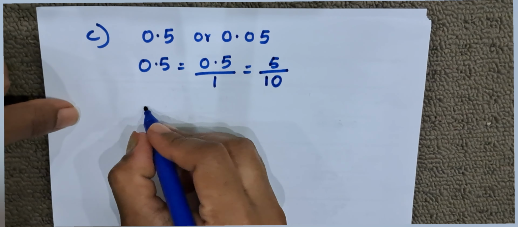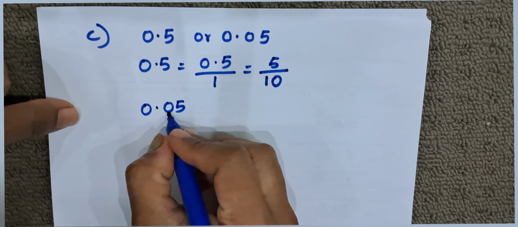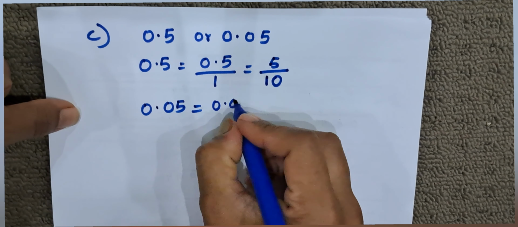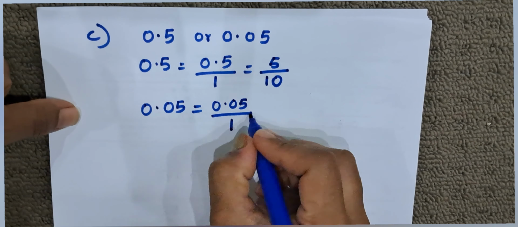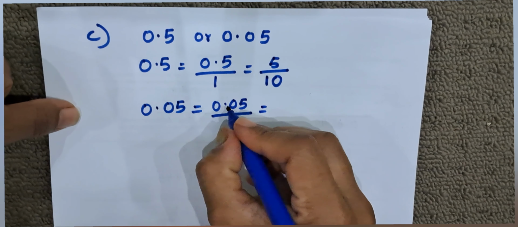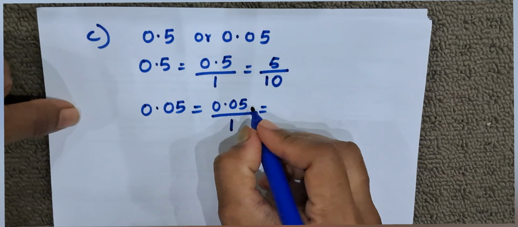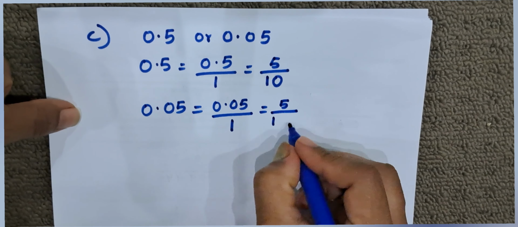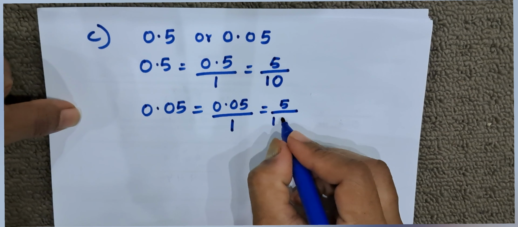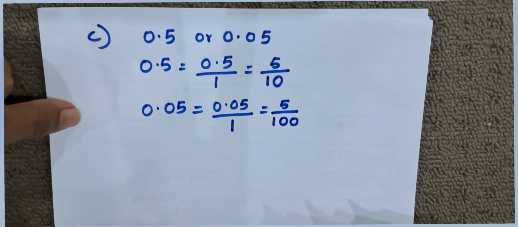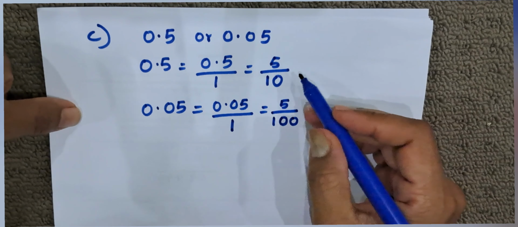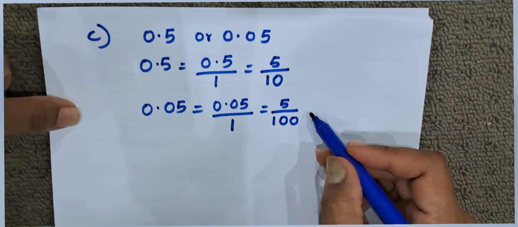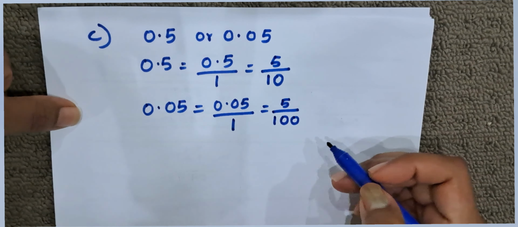Now let us take the second decimal, 0.05. That is 0.05 divided by 1. We can also write it like this. Now we have to shift the decimal point 2 times. So when you are shifting it 2 times, you add 2 zeros to the denominator 1, and it becomes 5 upon 100. Now the first one is 5 upon 10 and the second decimal becomes 5 upon 100.